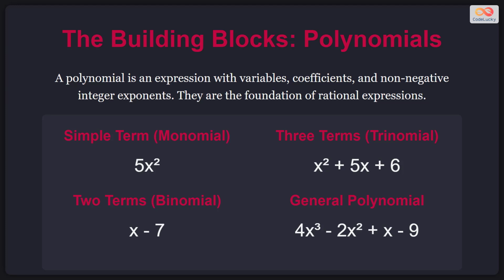Before we can master rational expressions, let's quickly review their building blocks, polynomials. A polynomial is an expression made up of variables and coefficients. The exponents of the variables must be non-negative whole numbers. Polynomials can be as simple as a single term, like 5x squared, or have multiple terms, like x minus 7, or x squared plus 5x plus 6. These polynomials are what we use to build the tops and bottoms of our algebraic fractions.